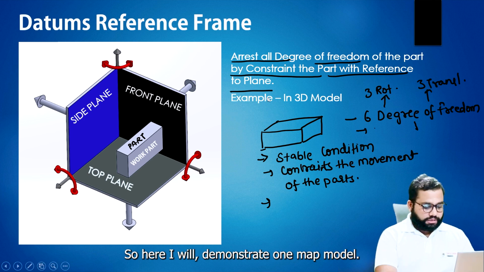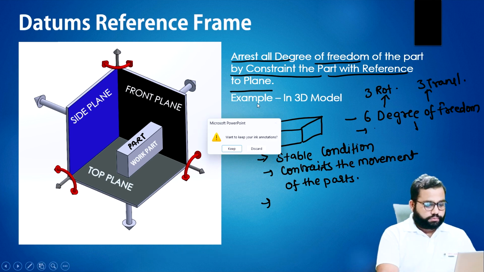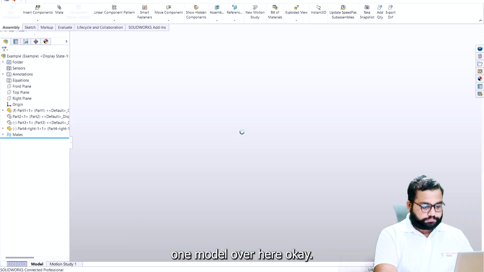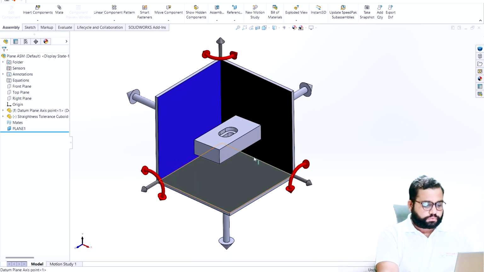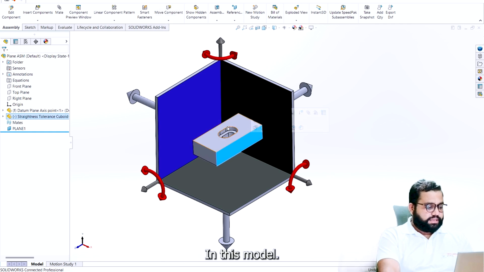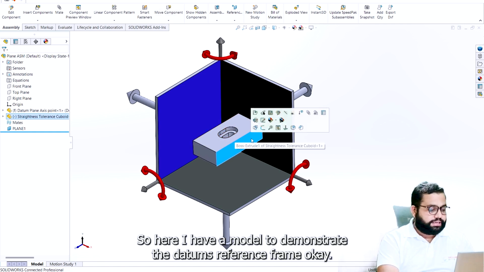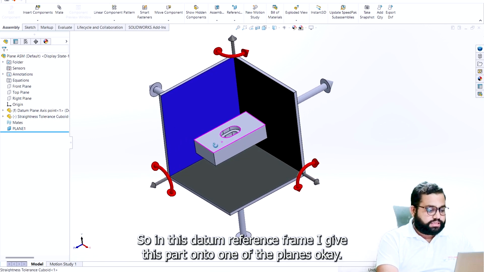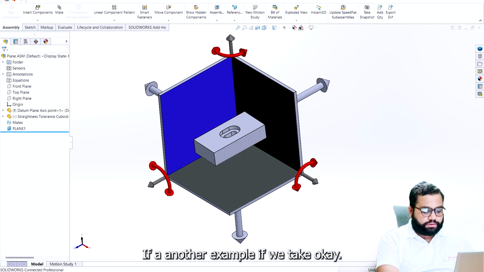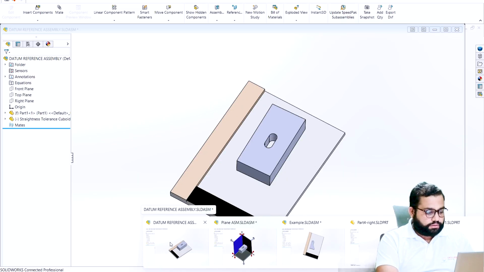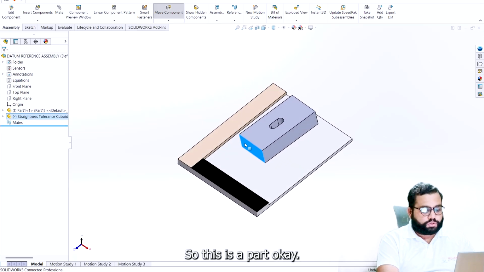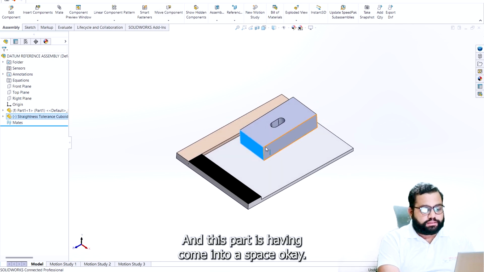So here I will demonstrate one model to show the datum reference frame. In this datum reference frame, I keep this part onto one of the planes. Taking another example, this is a part, and this part is in a space.